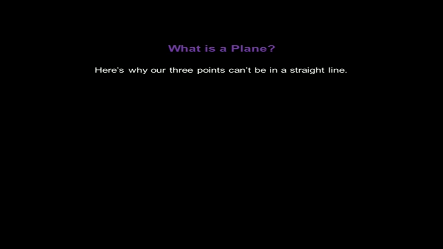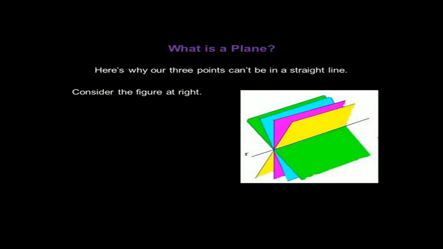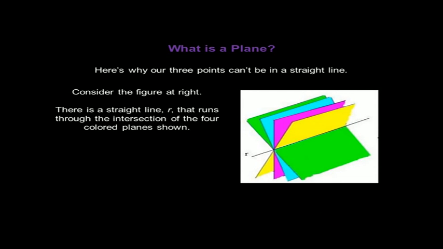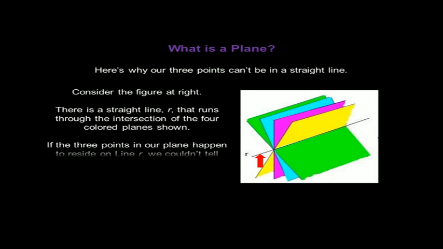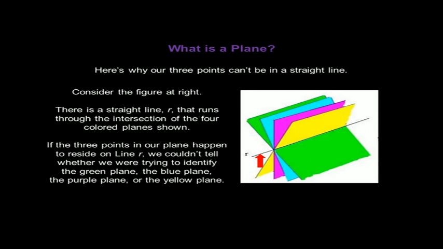Here's why our 3 points can't be in a straight line. Consider the figure at right. There's a straight line, line R, that runs through the intersection of the 4 colored planes shown. If the 3 points in our plane happen to reside on that line, line R, we couldn't tell whether we're trying to identify the green plane, the blue plane, the purple plane, or the yellow plane. That's why our points can't be on a straight line.